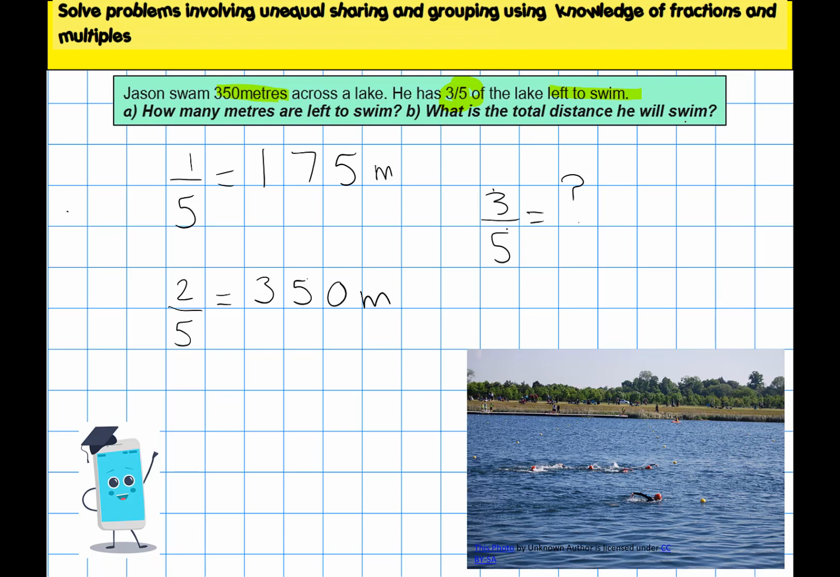And B, what is the total distance he will swim? What would be the complete journey? What would be the complete race? The fraction would be 5/5. When he's finished and he's completed the race, he will have done 5/5 of the race. So if I know what 1/5 is, can I use that to find out what 5/5 is? If you figured out your 3/5, could you add it to your 2/5? It will all come to the same answer. So using this information, you can find out what 3/5 is. And then using all of this information, or any of this information, you should be able to find the total distance, which will be this.